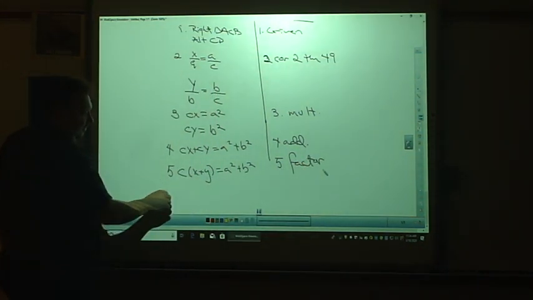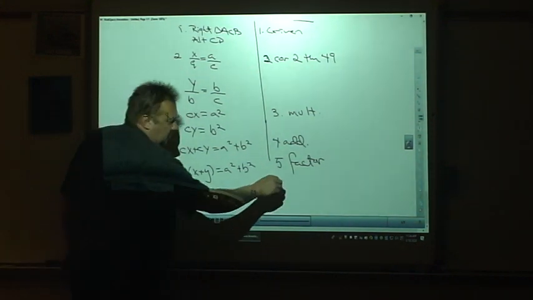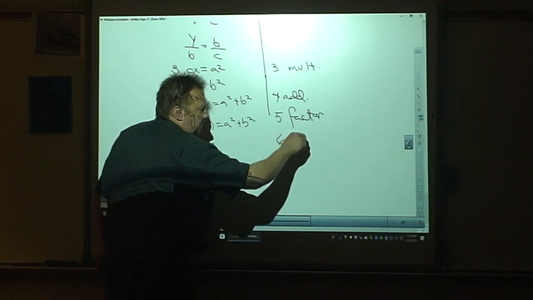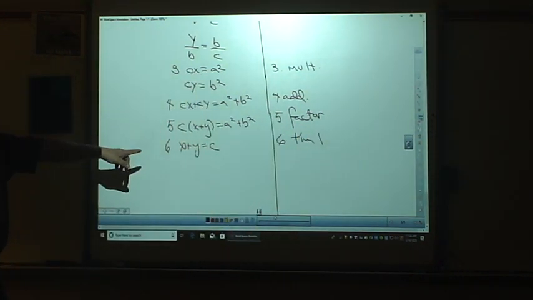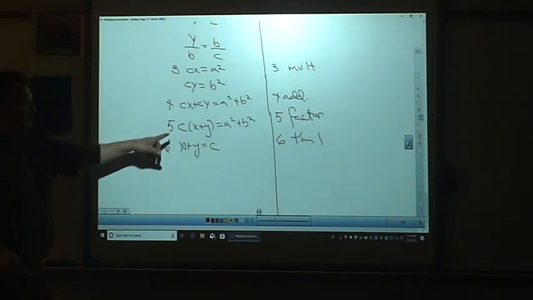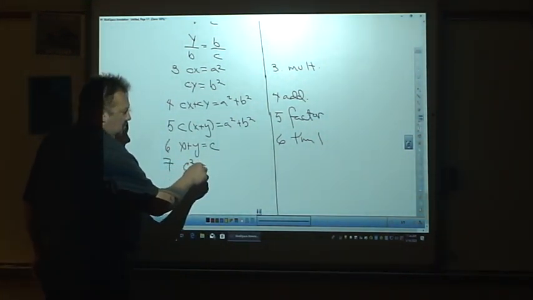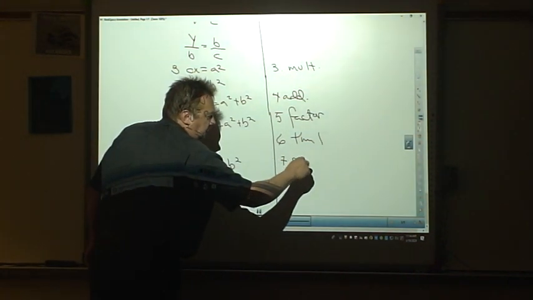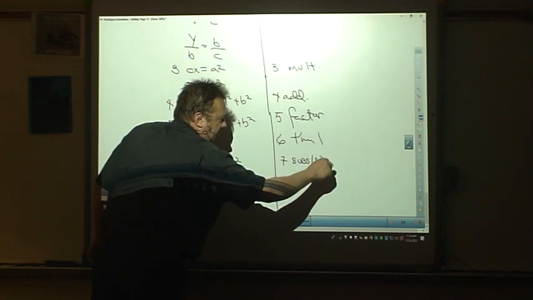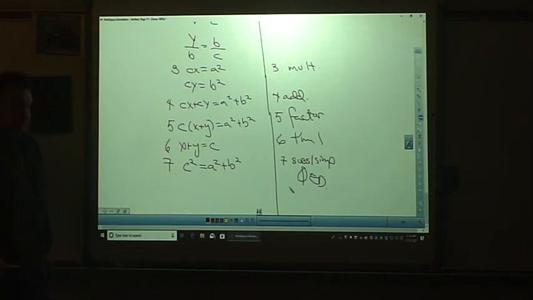X plus Y is exactly equal to C by theorem 1. Add two segments to get the whole segment. Plug that back in. By substitution and simplify. So we know the Pythagorean theorem.